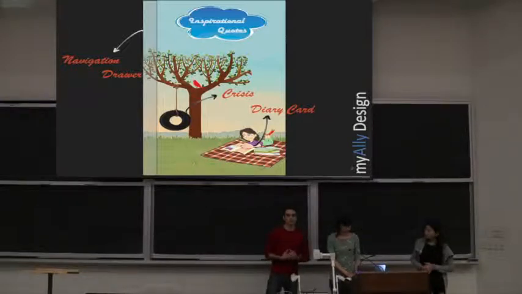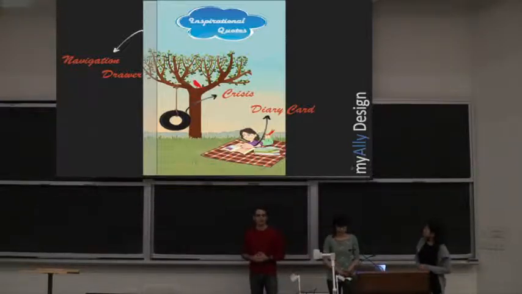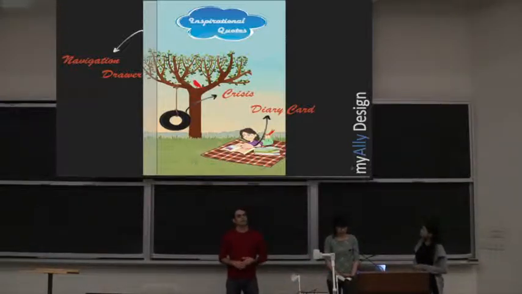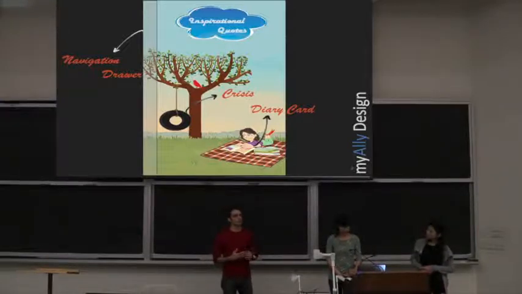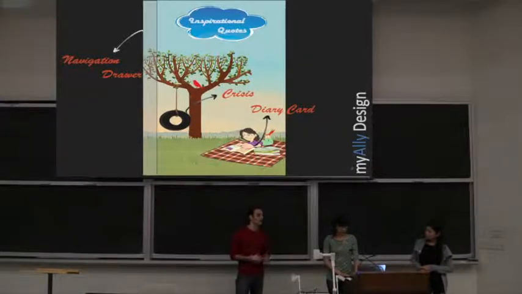Two features that need to be easily accessible, as you can see on the slide here, are crisis and diary card. Crisis is a way for users to quickly de-escalate the situation that they're in, while the diary card allows them to track their emotions and urges over time. Additional features are available via navigation drawer on the left.